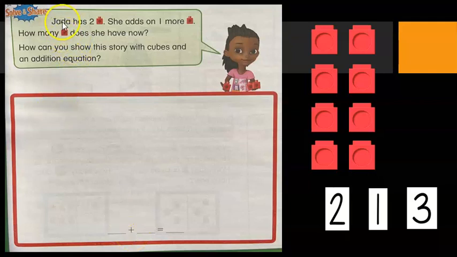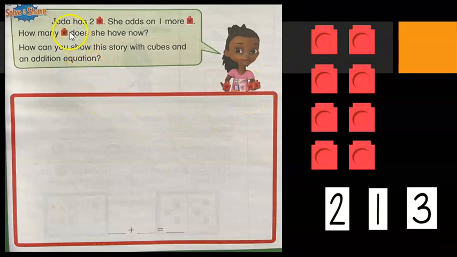Now look up here again. It says, Jada has 2 red cubes, okay? She adds on 1 more red cube. How many red cubes does she have now? Now you see right here is Jada. She has some cubes here in her hands, okay? That's what we're going to use these for.